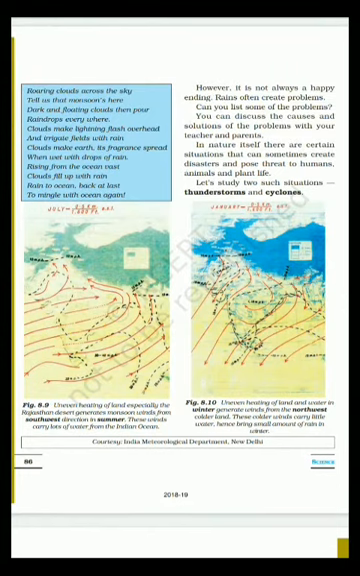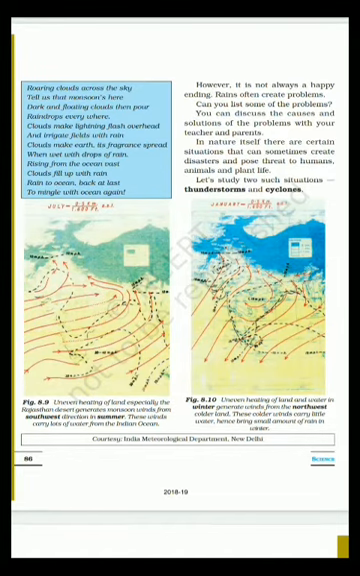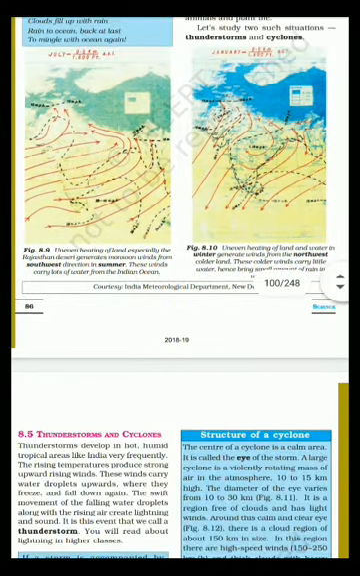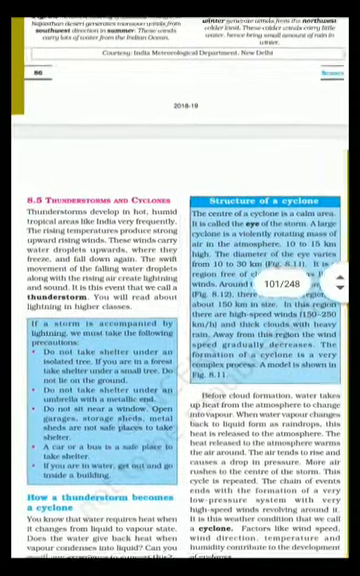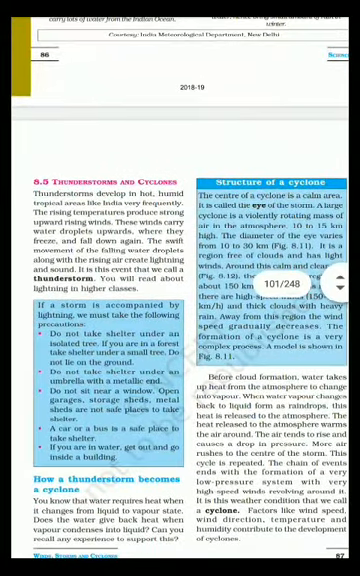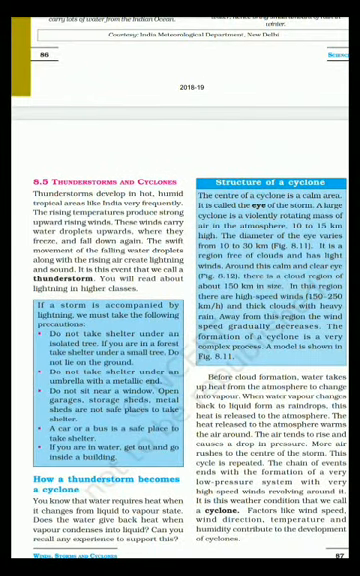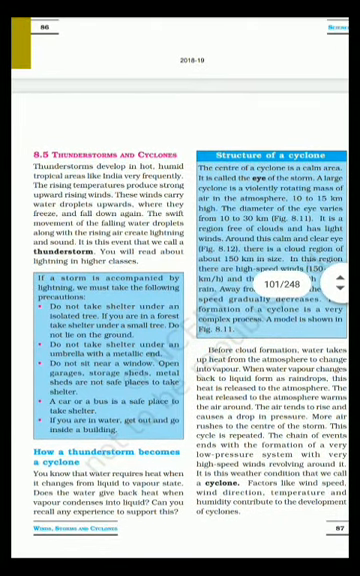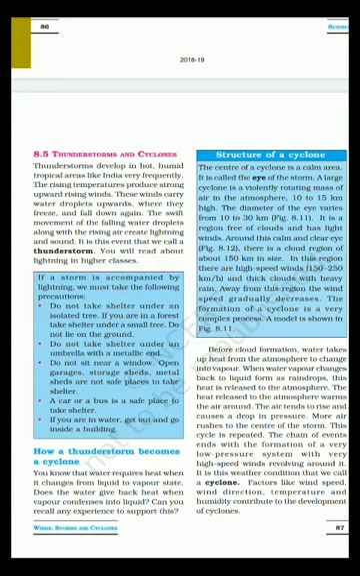And two such situations are thunderstorms and cyclones. Rains often create problems. In nature itself, there are certain situations. Those situations are thunderstorms and cyclones. The swift movement of falling water droplets along with the rising air creates lightning and sound. This is called a thunderstorm.